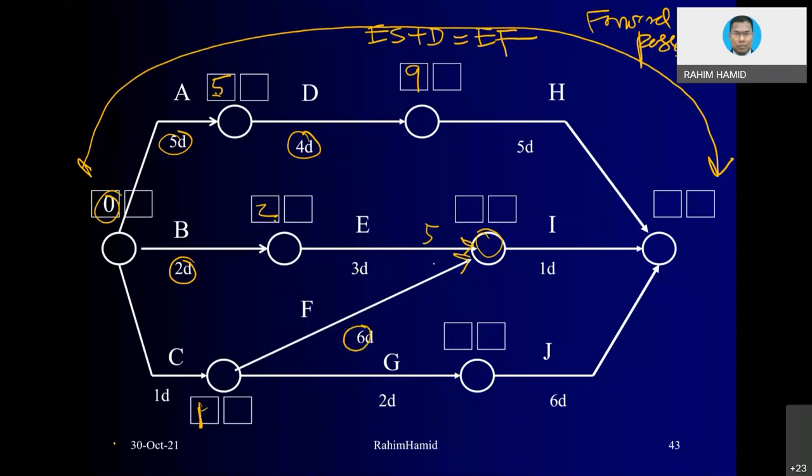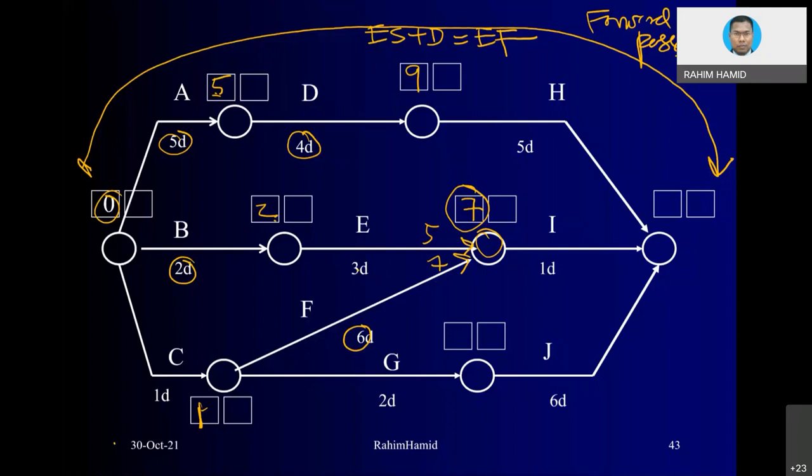And which one is going into this box? We are going to choose the bigger value. So when you do forward pass, you are going to choose the bigger value. Why? Because I can only start when F is completed, which is later compared to E. E only completes on the fifth day, but F takes a longer time. So we choose the bigger number in order to put into this box.